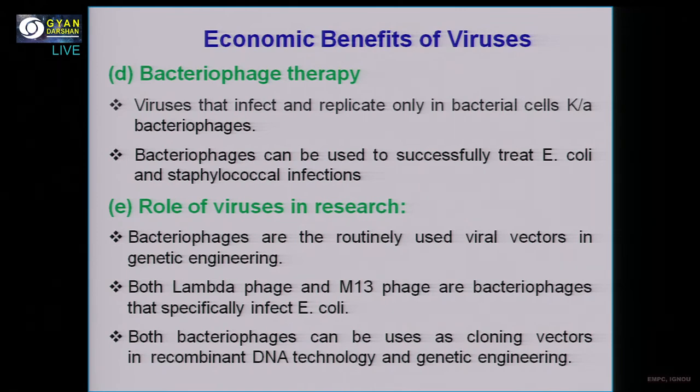The role of viruses in research. Bacteriophages are routinely used as viral vectors in genetic engineering. Both lambda phage and M13 phage are bacteriophages that specifically infect E. coli, and both can be used as cloning vectors in recombinant DNA technology and genetic engineering. So basically, in recombinant DNA technology and genetic engineering, we can utilize viruses such as lambda phage and M13 phage, which are commonly used.